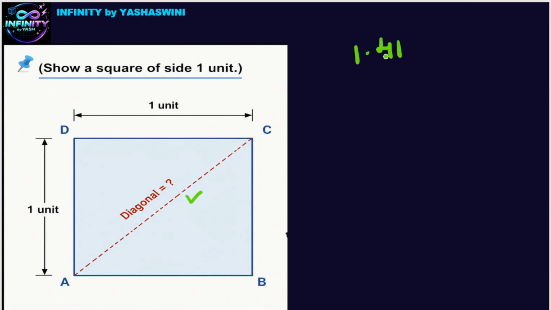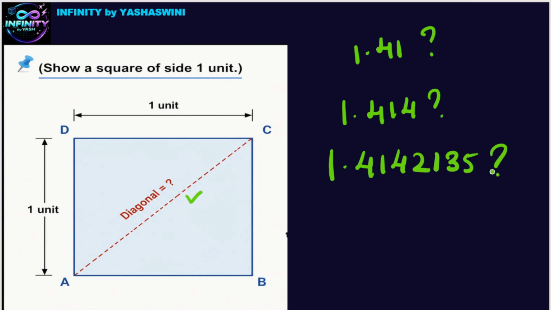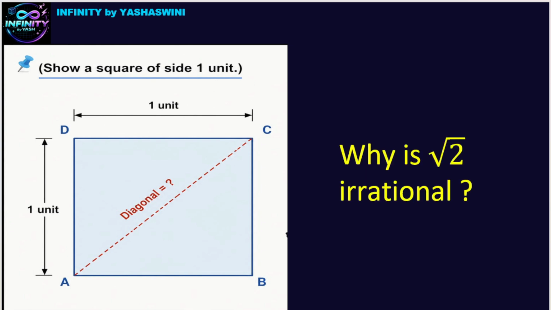But wait, is it exactly 1.41 or is it 1.414 or is it 1.4142135? What if I tell you that this number never ends and never repeats? And even more surprising, no fraction in the world can exactly represent it. Today we are going to solve one of mathematics' greatest mysteries, that is, why is root 2 irrational?